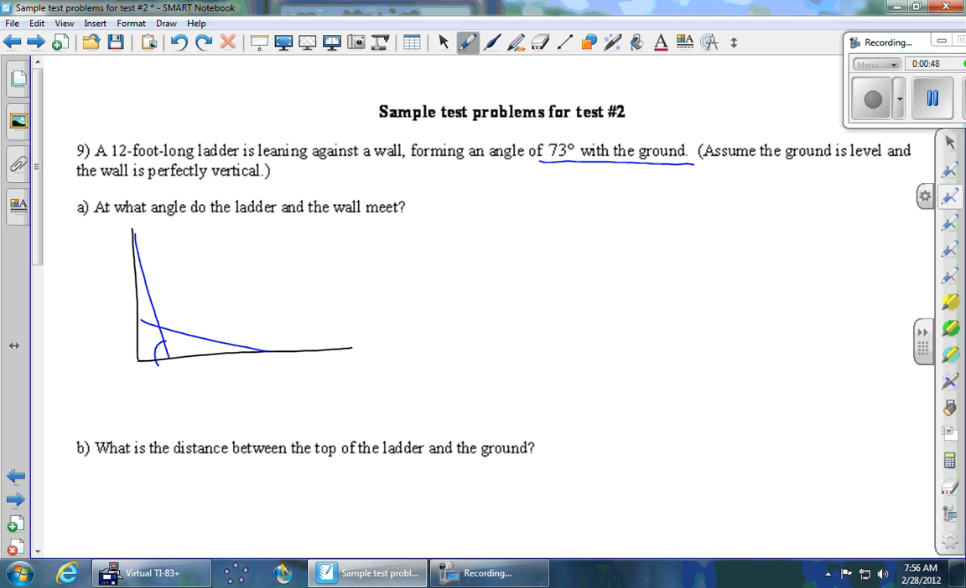So if that's the choice versus this one, well, the one that's big, 73 is pretty big. So we want the first one. This ladder is quite steep. So let's draw something that's quite steep. 73 degrees there.